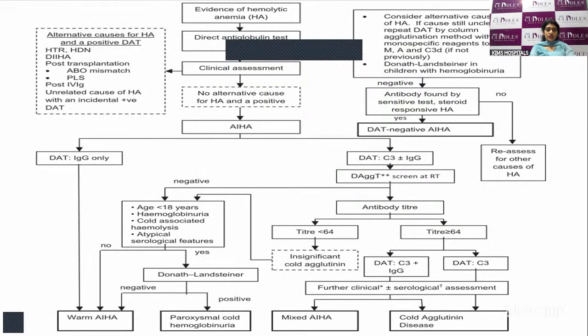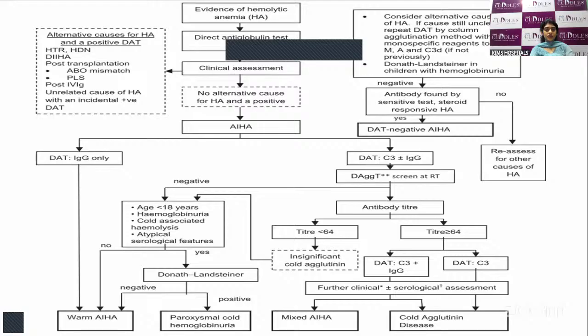So this is another picture which shows the whole approach, whatever I've discussed till now, but I can go through it again. If there is evidence of hemolytic anemia, then you do a DAT, then you assess clinically. So when you assess clinically, you have to think of alternative causes of hemolytic anemia and a positive DAT. These are the causes: post-transplantation, post-IVIG, unrelated cause of hemolytic anemia with an incidental positive DAT. If there are no alternative causes for hemolytic anemia and a positive DAT, then you can go ahead and do your DAT for IgG only or C3 plus IgG.